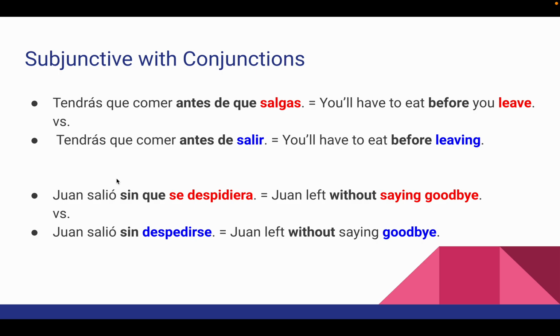Here's another example. Juan salió sin que se despidiera. Juan left without saying goodbye. Or Juan salió sin despedirse. Juan left without saying goodbye. So in English, we put the -ing form on it. And that would be the infinitive form in Spanish. And that is how you use the subjunctive with conjunctions.